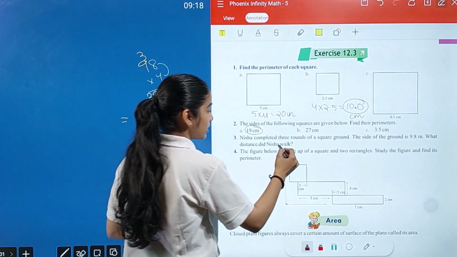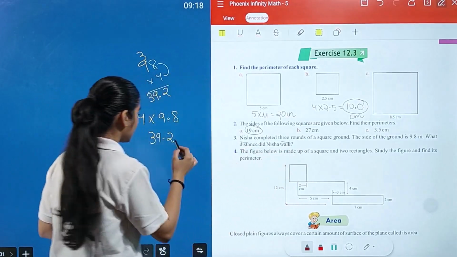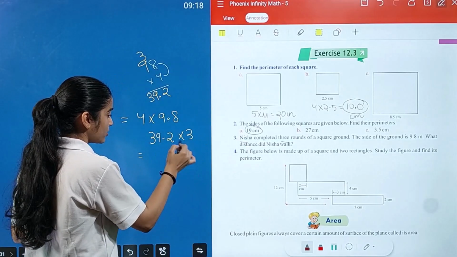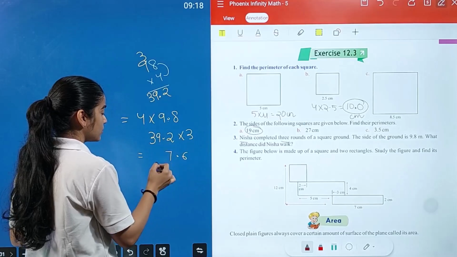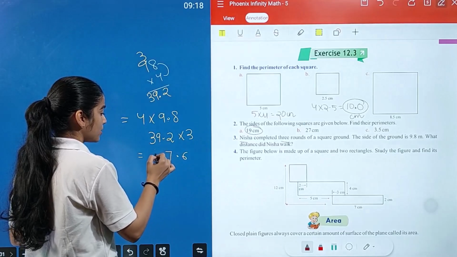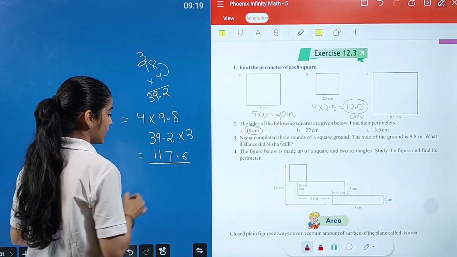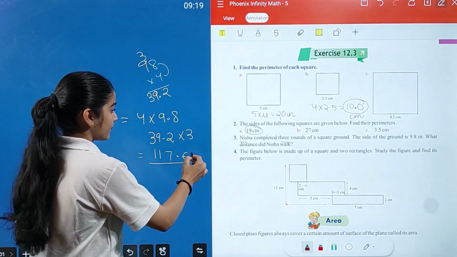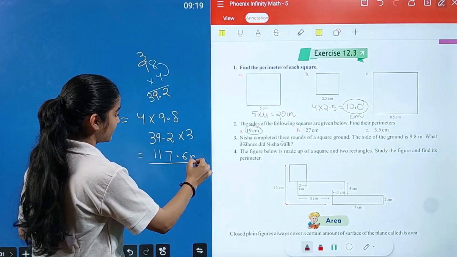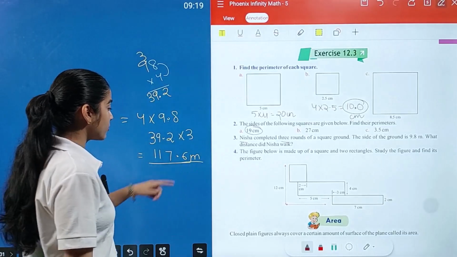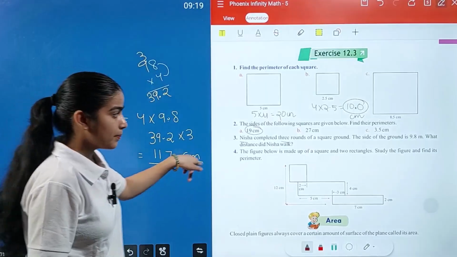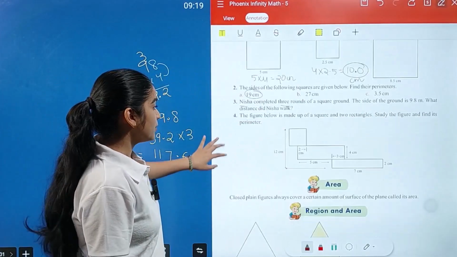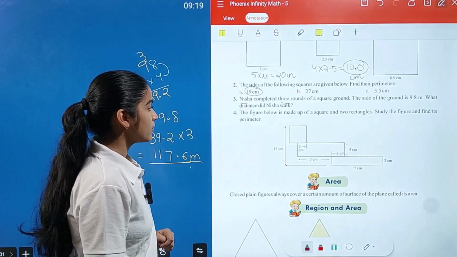How many rounds are taken by Nisha? 3 rounds. So again we have to multiply it with 3. 3 2s are 6, 3 9s are 27, 3 3s are 9 and 2 plus is 11. So this is your answer, 117.6 meter. Okay, always consider that you have to put the right unit by seeing your numbers, what unit is applied there.